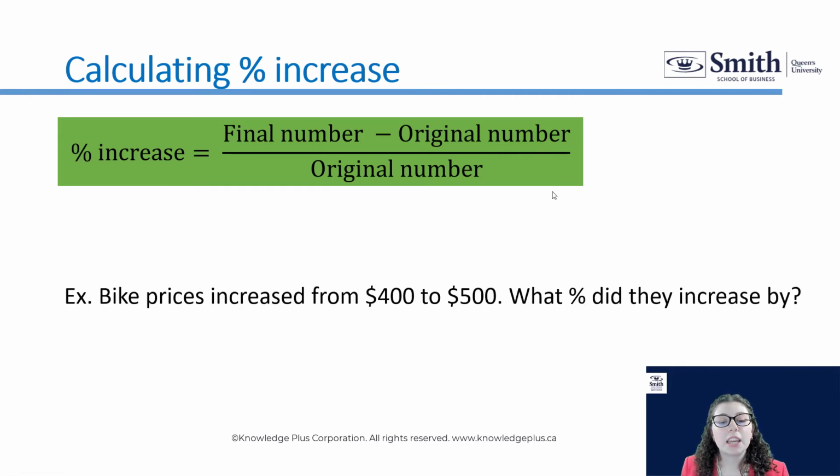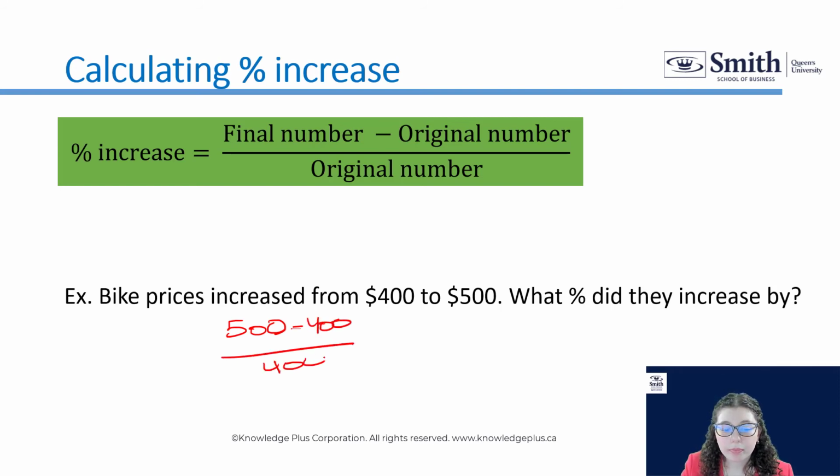Let's say bike prices increased from $400 to $500. What percentage did they increase by? To solve this example, we will take the final number, which is 500, subtract 400, and then divide it by 400. And this would give us 25%.